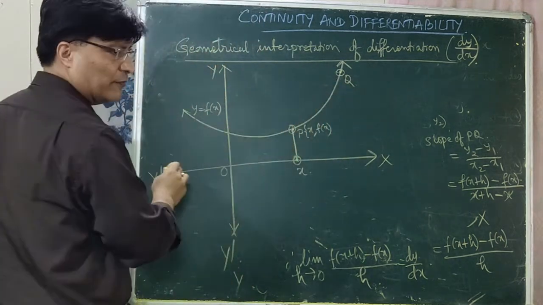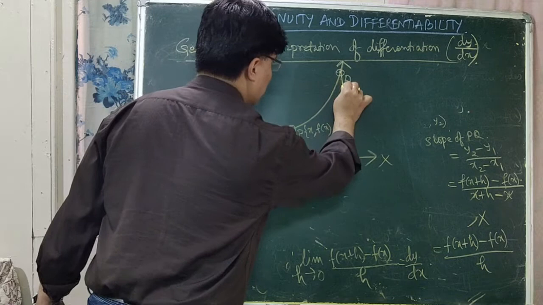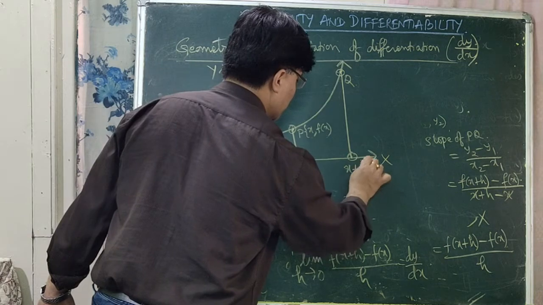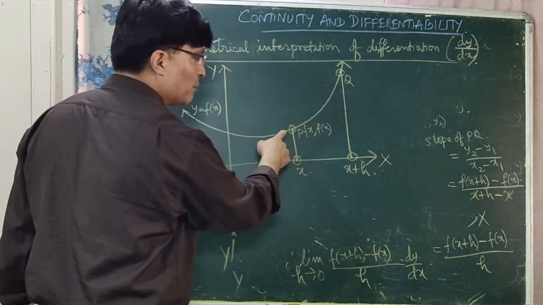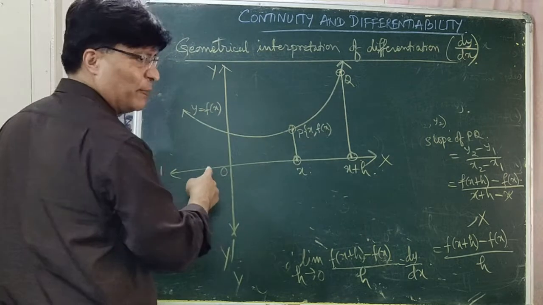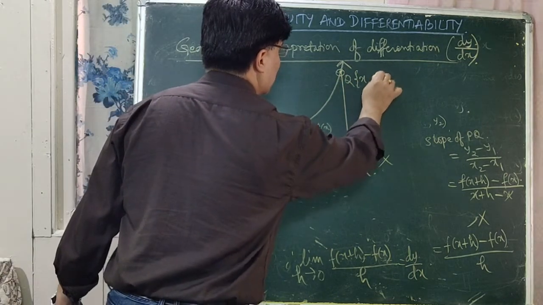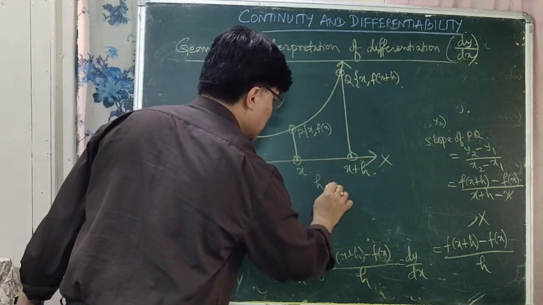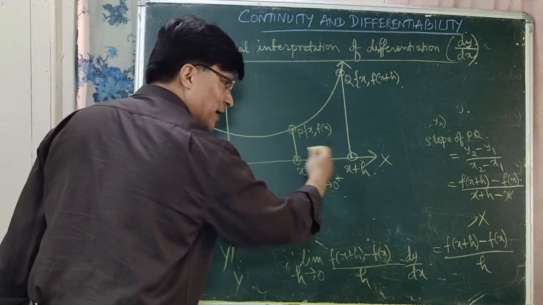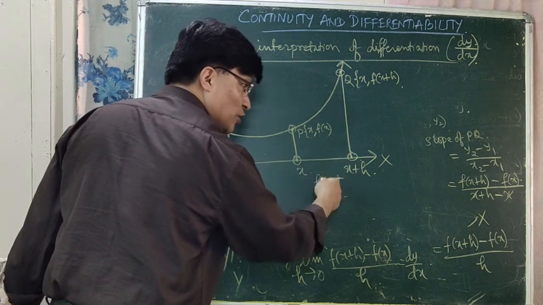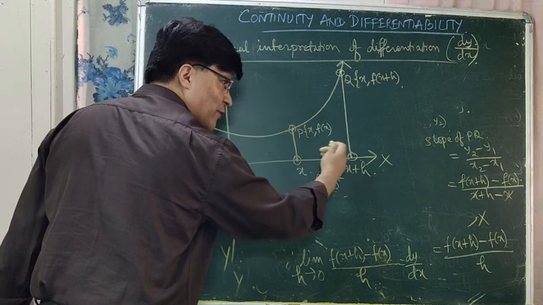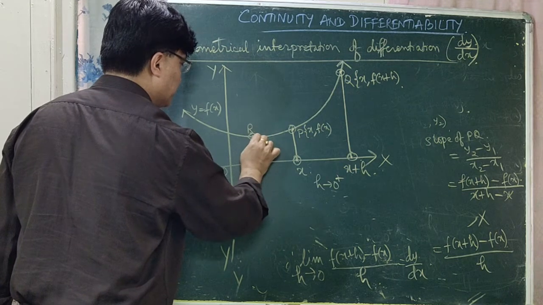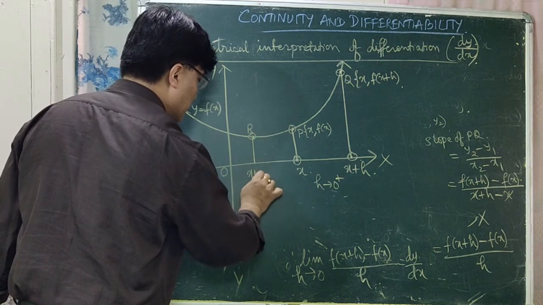So Q is the neighboring point of P, and from Q you draw a perpendicular upon the x-axis. Suppose this is x plus h. So Q is a neighboring point to P, very very close to P. Now its coordinates are x plus h comma f of x plus h. In this case, h is tending towards 0 from the right hand side of x. H is tending towards 0 plus means h is approaching 0 from which side? From the right hand side. The point may be out here. This is R. This is also x plus h.